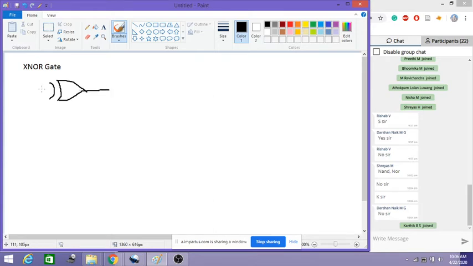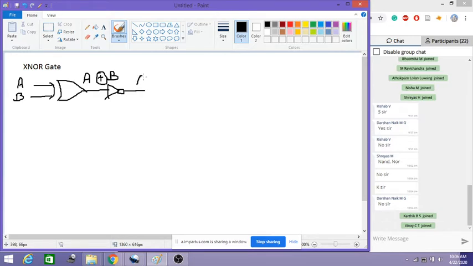So what is this? This is our XOR gate, right? So we have two inputs. This is a two input XOR gate. We have two inputs A and B. So it is represented as A exclusive OR B. So if I put a NOT gate in front of it, this will become XNOR gate. So what happens here? A exclusive OR B whole bar. So this has become XNOR gate. So symbolically, XNOR gate is represented in this way.